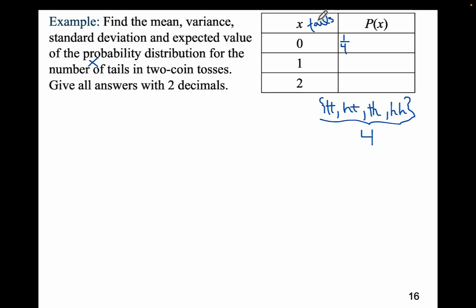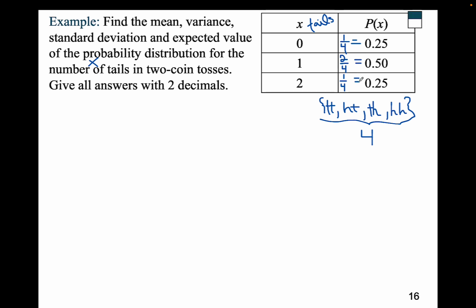Tails is the count of tails, and that's just per the question's directions. Okay, 1 tails here and here, so 2 possible out of the 4 would give us exactly 1 result of tails. And then 2 tails, that's the first one. There is 1 out of our 4 in our sample space that results in exactly 2 tails in 2 coin tosses. Okay, I'm going to look at their corresponding decimals.